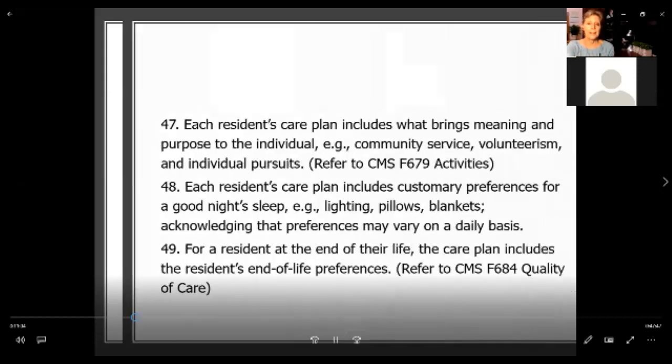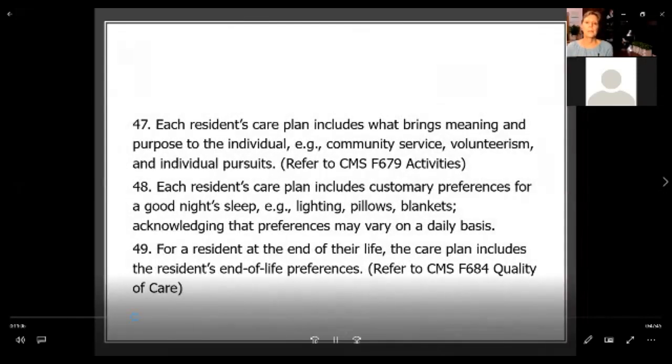Isn't that something? Then we have each care plan includes what brings meaning and purpose to that person, such as community service or volunteering, as well as their individual pursuits. And notice we didn't say activities. We're actually avoiding that word. That word just doesn't describe well what really matters to people. So it's not about busy work and it's not about activities. It's about what brings someone meaning and purpose and getting that on the care plan so everybody knows it.